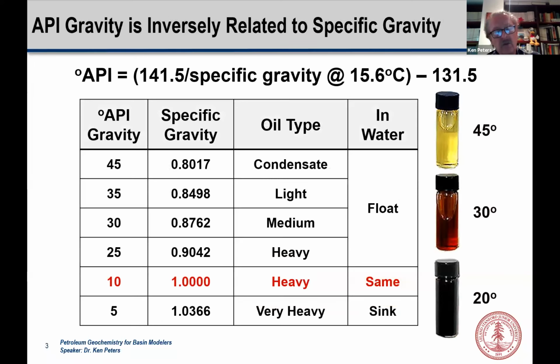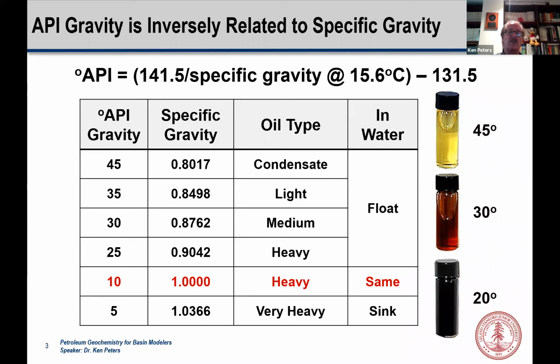Now, I want to introduce this discussion with a little talk about API gravity and gas to oil ratio. These are bulk parameters, as is sulfur content, and there are other things you can think of that are bulk parameters. It's not a good idea to try to correlate crude oils as to their origin with bulk parameters. It's dangerous, especially with things like API gravity and GOR that are affected by so many secondary processes. Biodegradation, for example, can really change the API gravity of a crude oil.